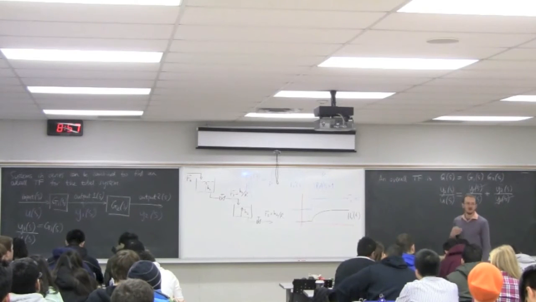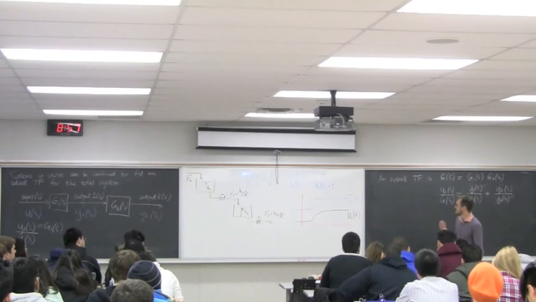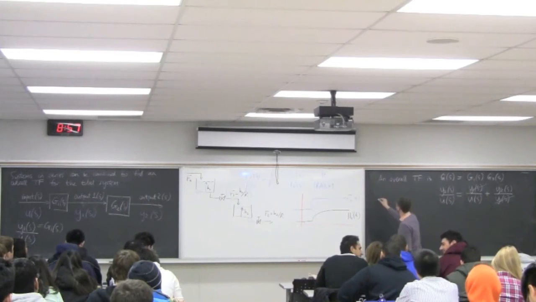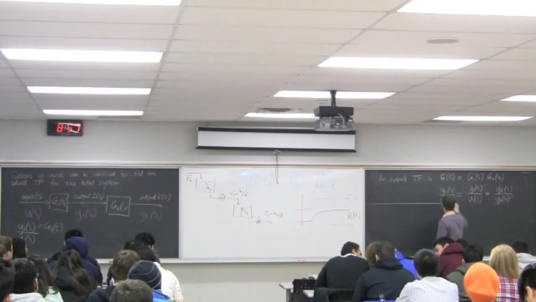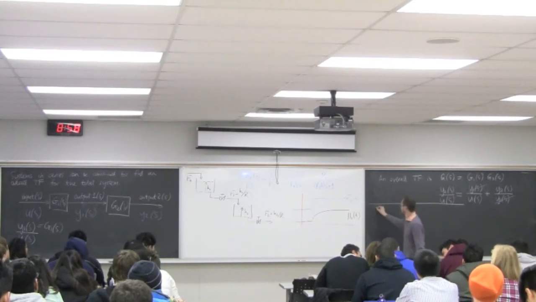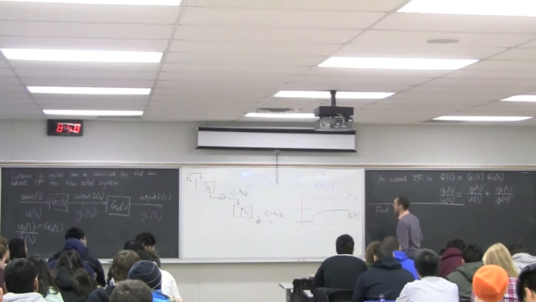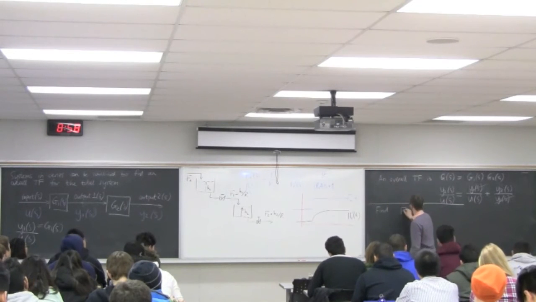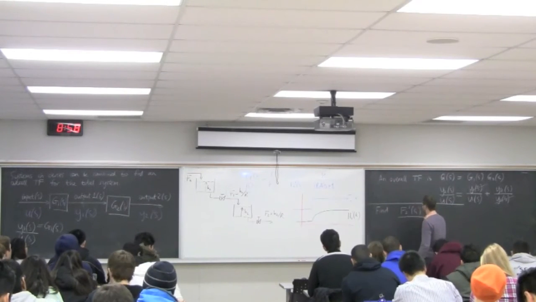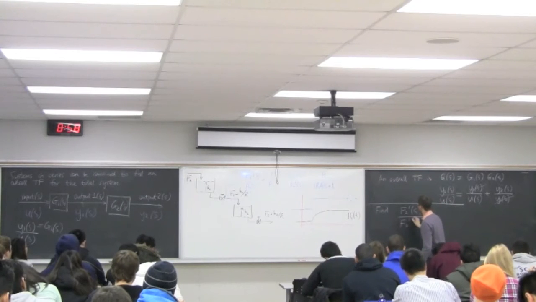Take two or three minutes, let's say, and use this idea to find the transfer function for the flow rate out, F2 of s, as a function of the first input flow rate, F0 of s.